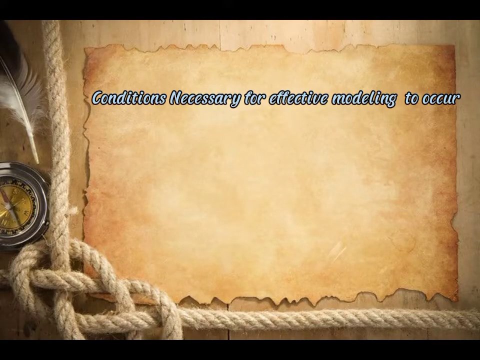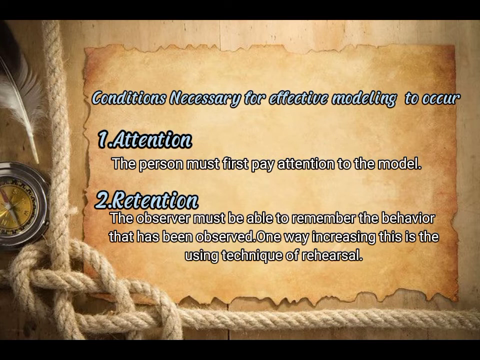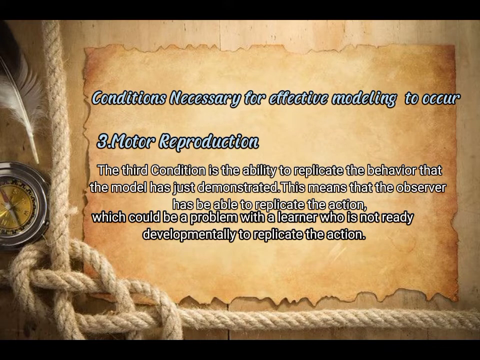Conditions necessary for effective modeling to occur. First, attention. The person must first pay attention to the model. Second is retention. The observer must be able to remember the behavior that has been observed. One way of increasing this is using the technique of rehearsal. Third, motor reproduction. The third condition is the ability to replicate the behavior that the model has just demonstrated.